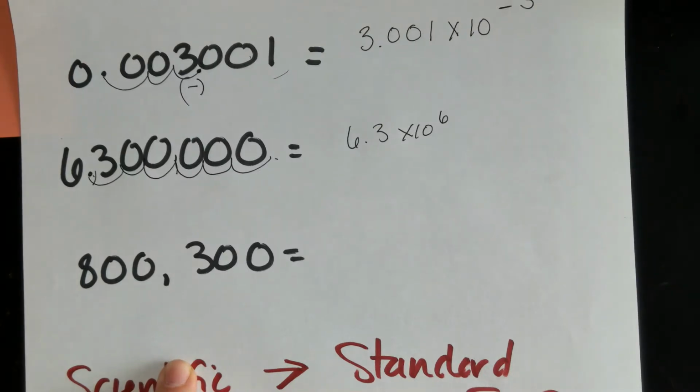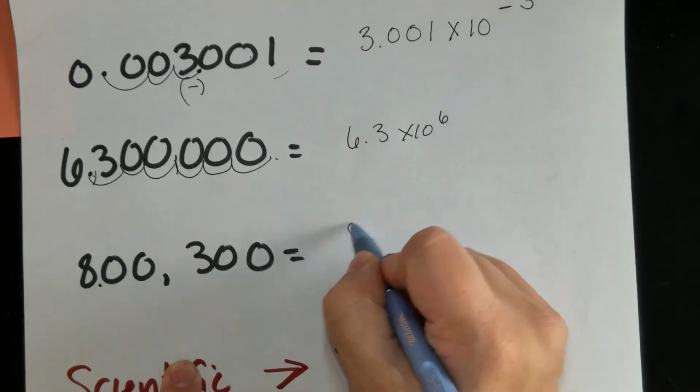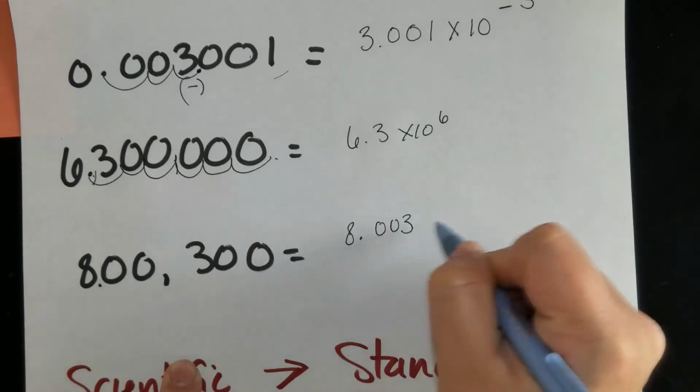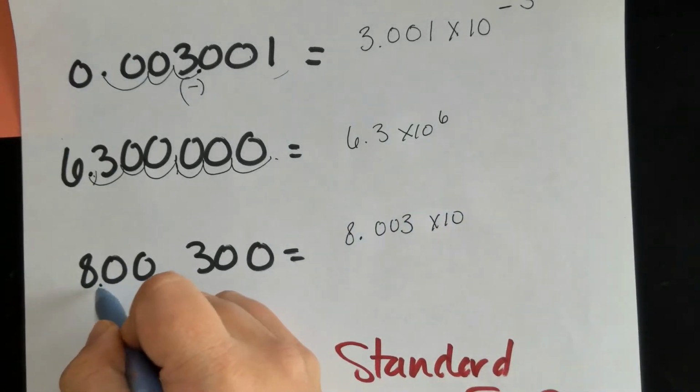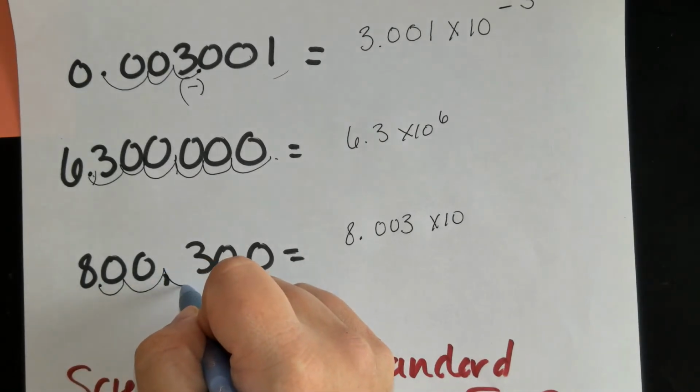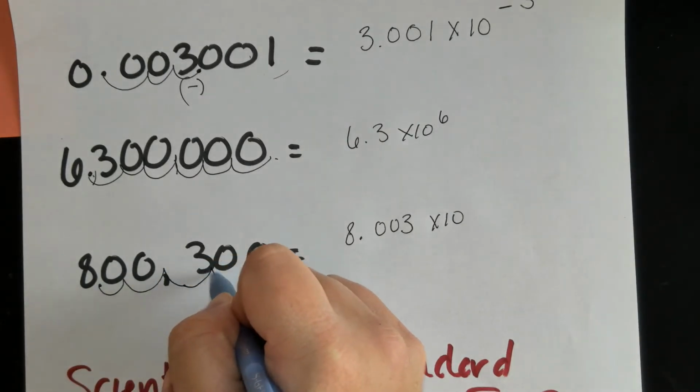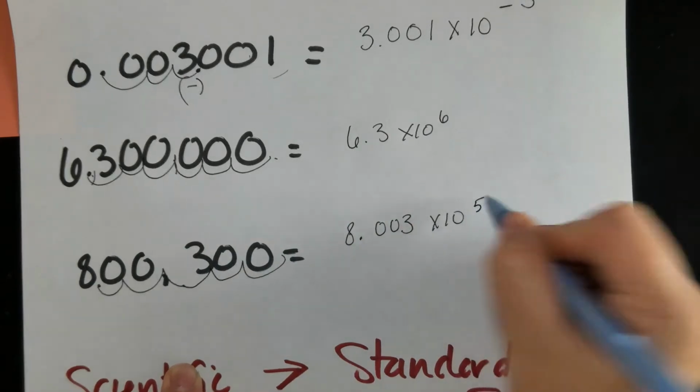Okay. Another one, we place our decimal point after our first non-zero number. So we're going to have 8.003 times 10 to the 1, 2, 3, 4, 5, to the 5th.